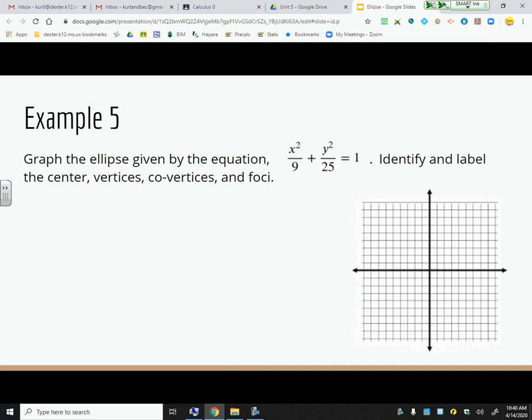So looking at this, I know that my center has to be at 0, 0, because I've got x minus 0 squared and y minus 0 squared. So I can go ahead and label this. Center has to be at 0, 0.